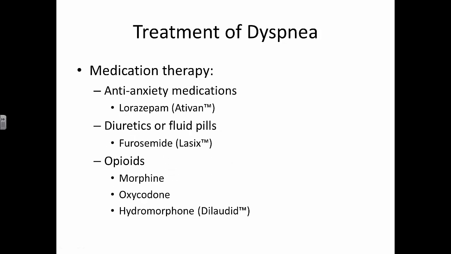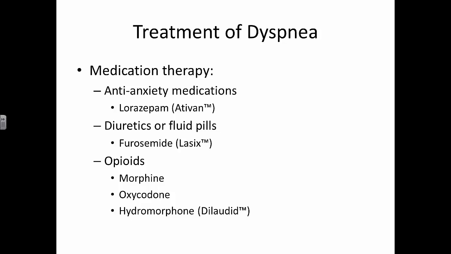Medication therapy. Anti-anxiety medications can actually be used for the management of dyspnea, but what these really treat are the feelings of breathlessness and the anxiety associated with the dyspnea. Diuretics or fluid pills can reduce the buildup of fluid in the lungs due to heart failure and again relieve the cause of dyspnea. And opioids.